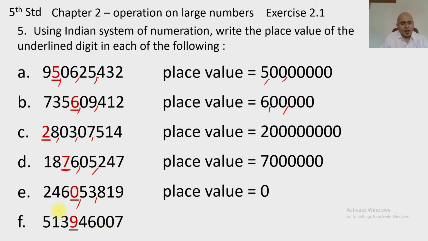5139460007. Here they have underlined 7. Let us find the value. Ones, tens, hundreds, comma, thousand, 10,000, comma, lakh. So 9 is in lakhs place. That is the place value. The place value is equal to 9 lakhs.